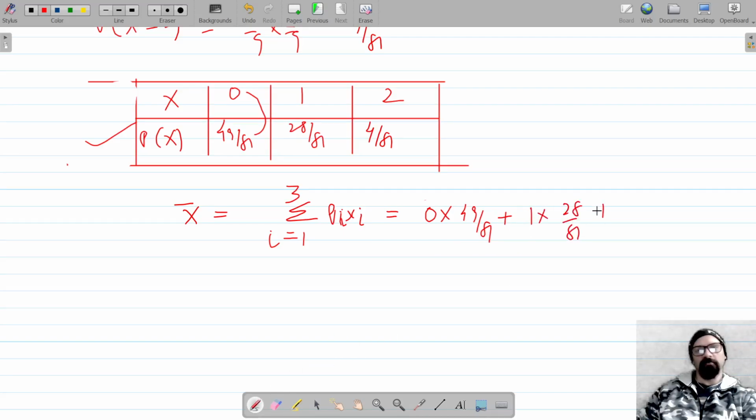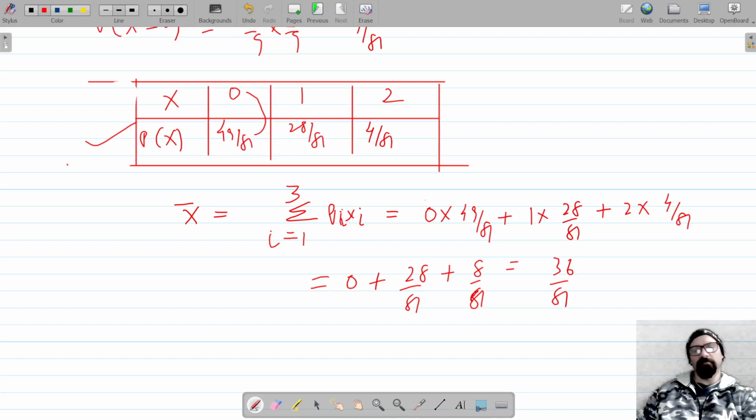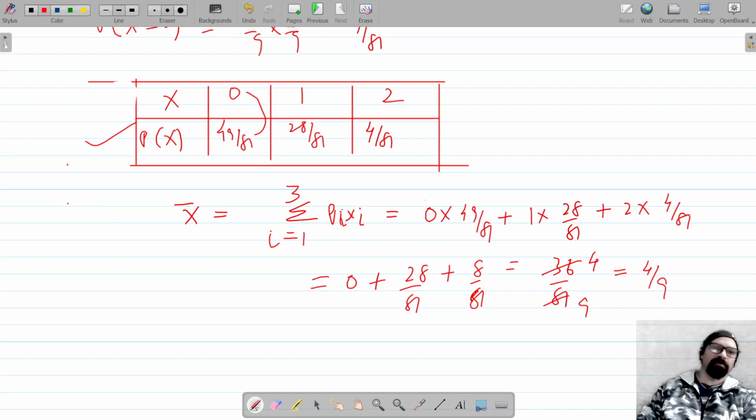into 28 by 81 plus 2 into 4 by 81, which gives me 0 plus 28 by 81 plus 8 by 81, which is equal to 36 by 81. And 36 by 81 means, 9 fours are 36 and 9 nines are 81, so this is 4 by 9. So this is the mean of x.